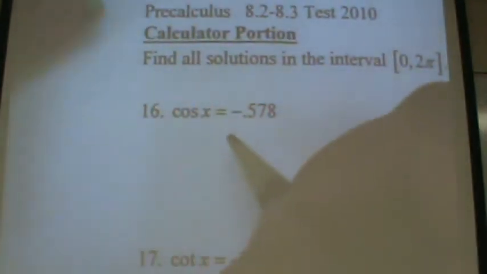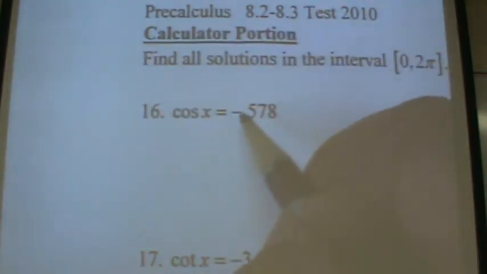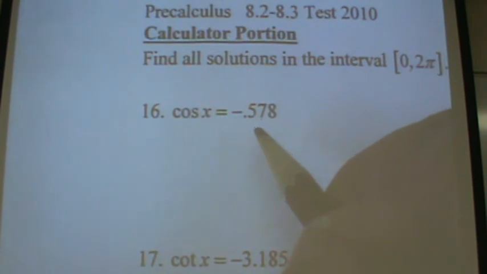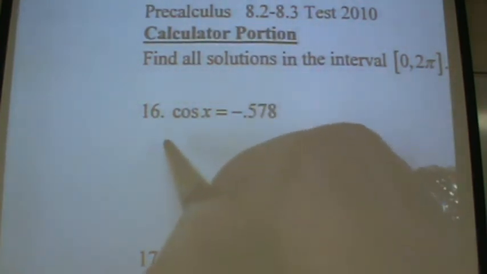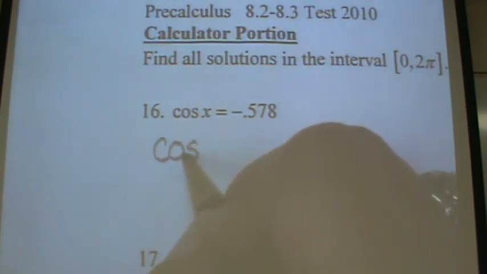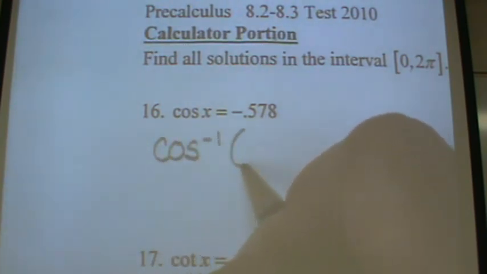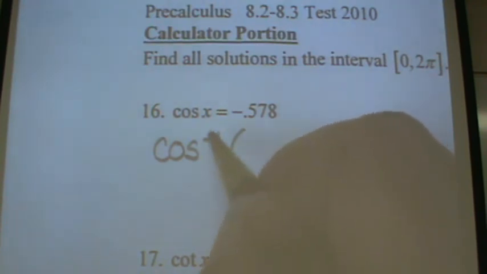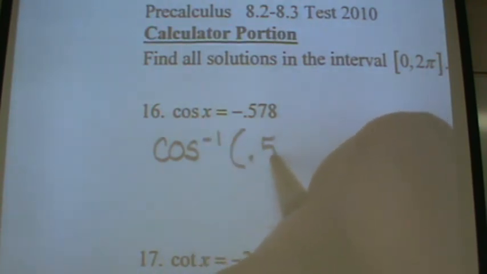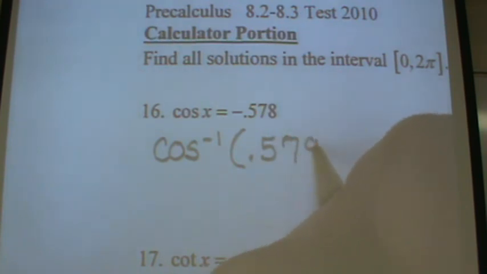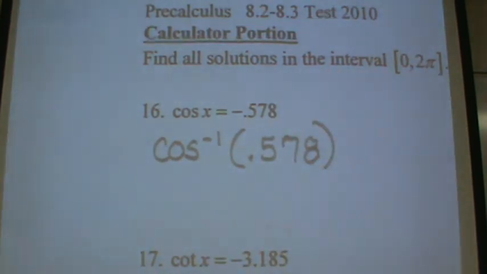Okay, so now, what do you do here? Ignore the negative if there's a negative. Ignore the negative. You're going to hit, on your calculator, what should it be in, radians or degree? Radians. You're going to type in inverse cosine, ignoring the negative, that. You're just going to type that in.